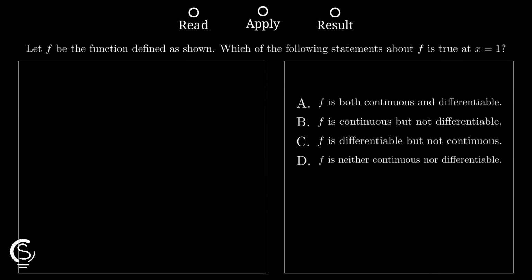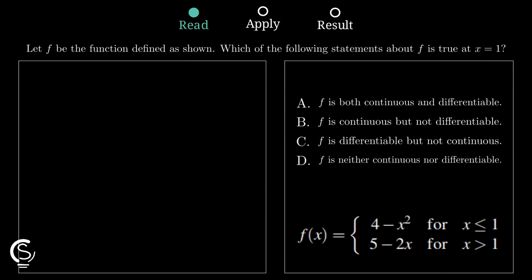Start with continuity at x equals 1. Check whether the graph meets cleanly there, so the left side, right side, and the actual function value all match. That means continuous.